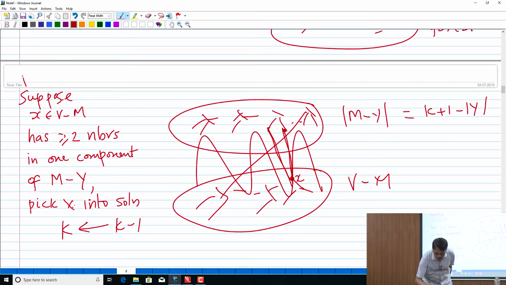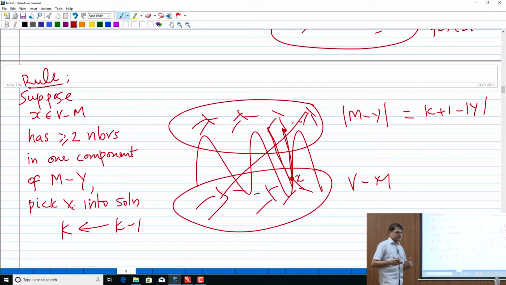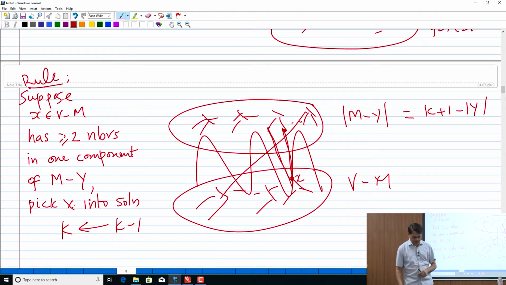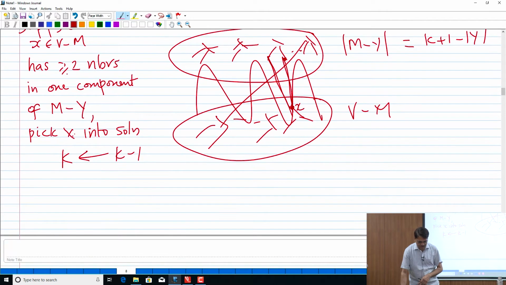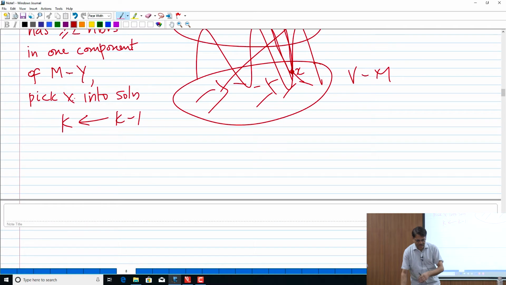So this is one rule. I keep applying this rule: whenever I have a vertex here at the bottom which has 2 neighbors in the same component, include it in the solution and drop my budget k, because it's sort of forced. That more or less is the end of the algorithm. After this I am just going to do a branching, and this is where something clever happens. So we keep applying this rule.